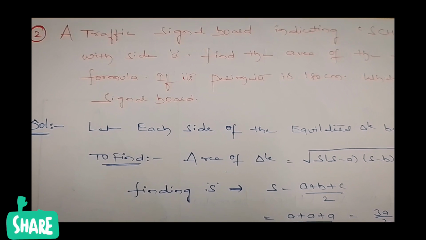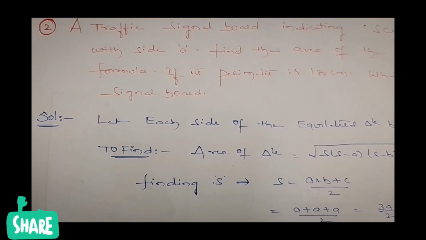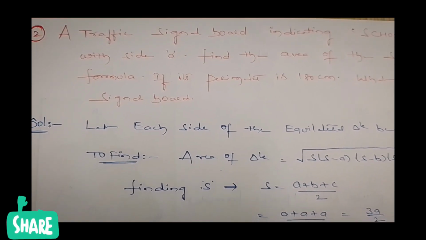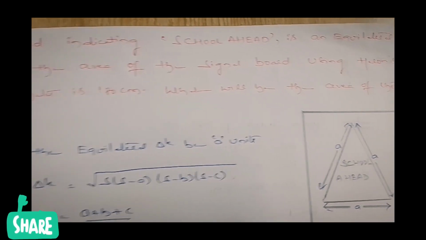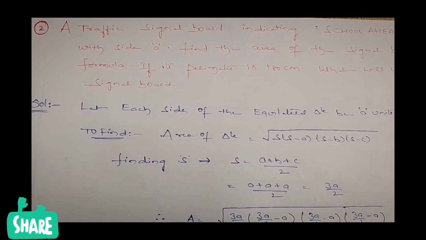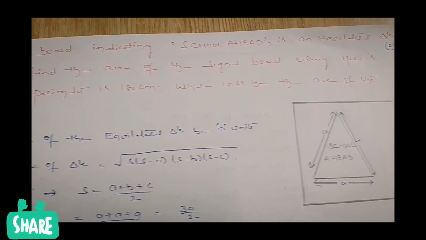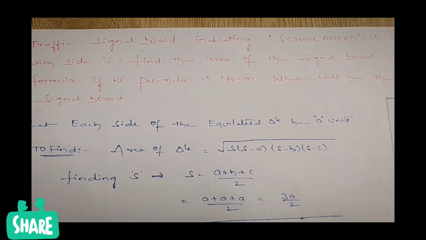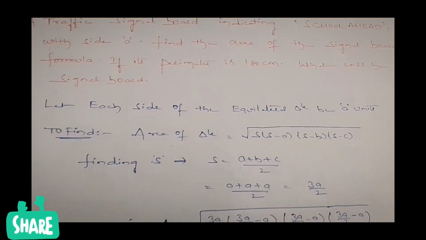Today we are going to discuss the second sum of Heron's formula. What is given here? A traffic signal board indicating school ahead is an equilateral triangle. Which side A? Find the area of the signal board using Heron's formula. If the perimeter is given as 180 centimeters, what will be the area of the signal board?